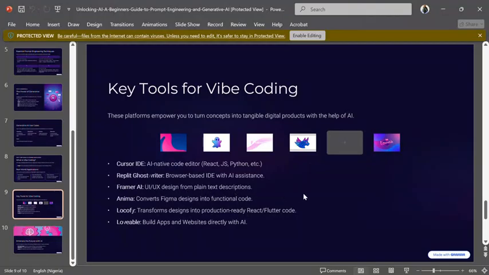UI/UX has to do with the designs for websites and mobile apps, your front-end look, how a mobile app looks when you open it. That's what you mean by UI/UX. There's the back end, there's the front end. Anima converts Figma designs into functional code. Then Locofy transforms designs into production-ready Flutter code. Then Lovable builds apps and websites directly with AI.